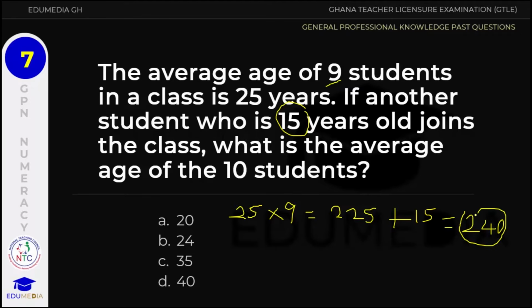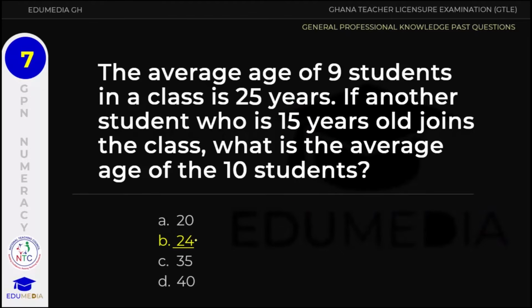So this is the total age. But the question said, what is the average age of the 10 students? So these 240, the total age, represents 10 students. But let's look for their average age. So 240 divided by 10. And there you have your zeros taken out, and your answer is 24. B, 24. So that's the answer for this question.